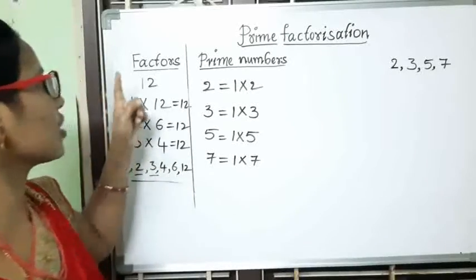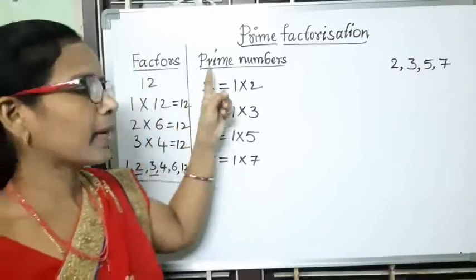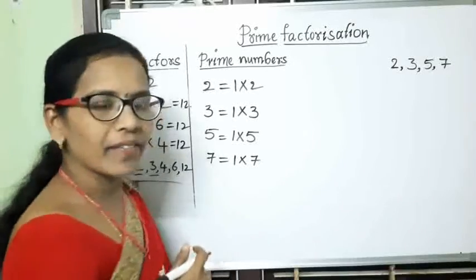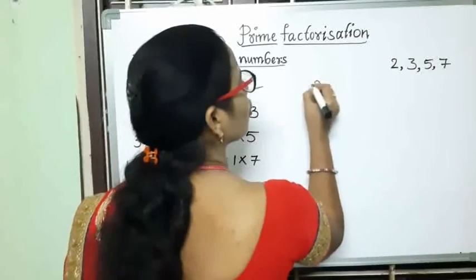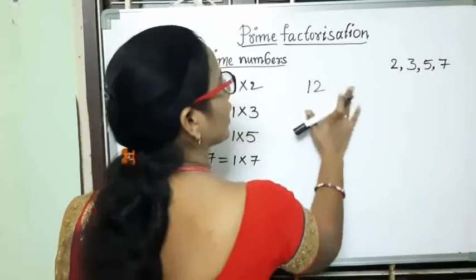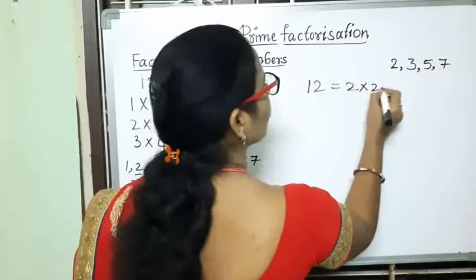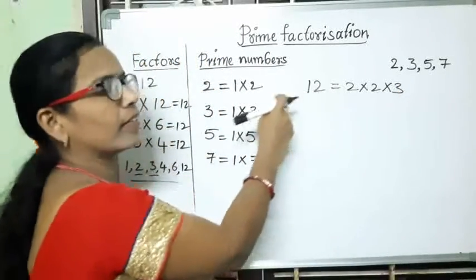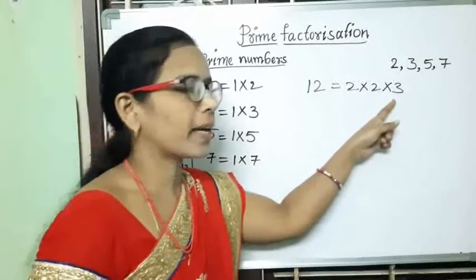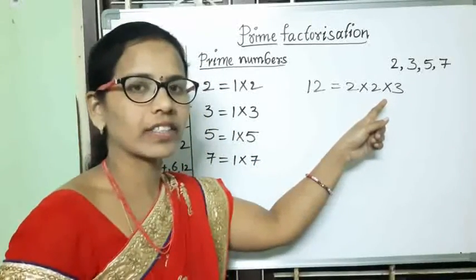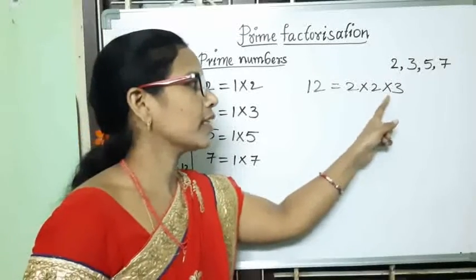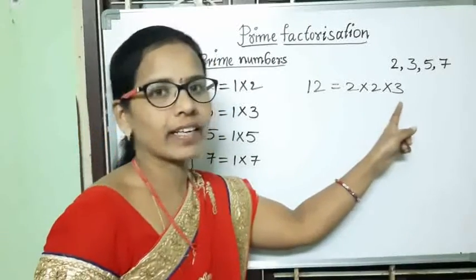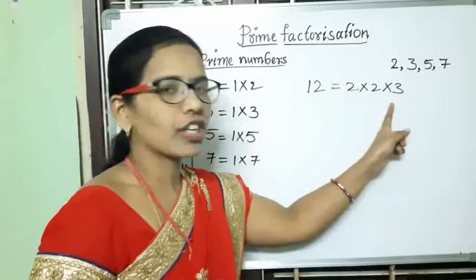Now you have understood what factors and prime numbers mean. Let's see about prime factorization. What does prime factorization mean? For example, 12 can be written as 2 into 2 into 3. 2 times 2 equals 4, and 4 times 3 equals 12. Writing a number as the product of prime factors is known as prime factorization. Here 2, 2, 3 are the prime factors. We have written 12 as the product of these prime factors, so it is the prime factorization of 12.